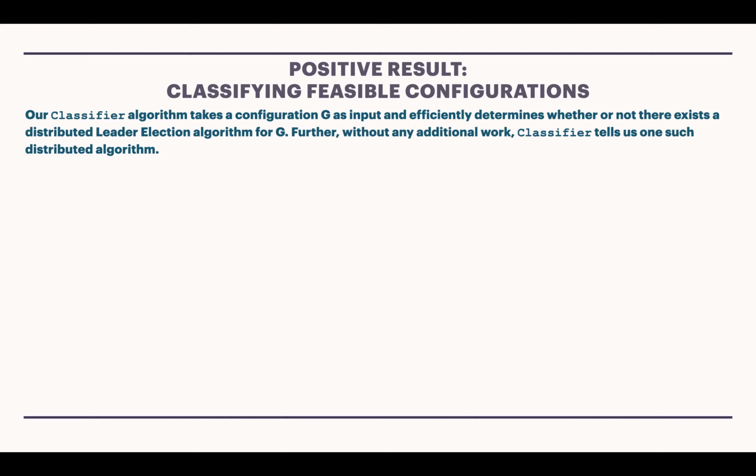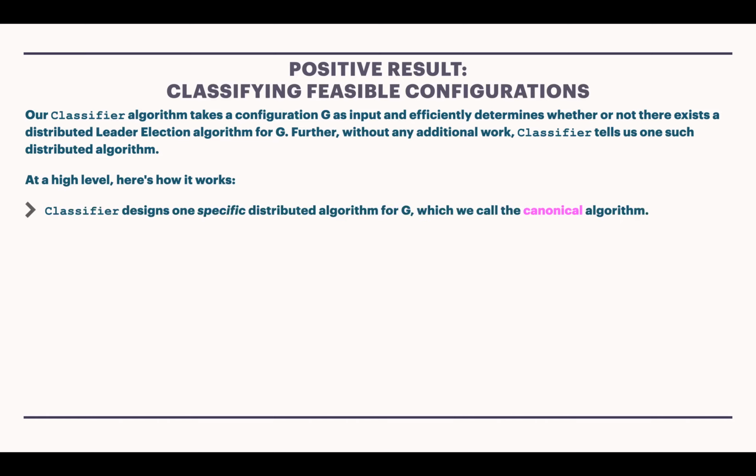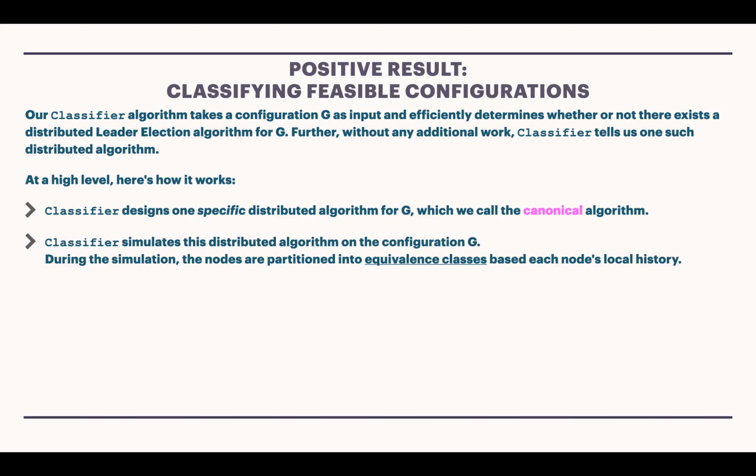So at a very high level, here's how classifier works. It takes in this configuration G, and then it designs one specific distributed algorithm for the given configuration that's going to attempt to solve leader election. This is called the canonical algorithm. Classifier takes this distributed algorithm and simulates its execution on G.